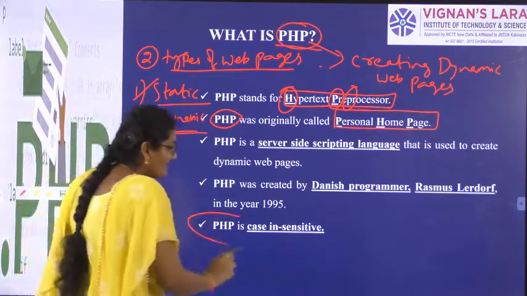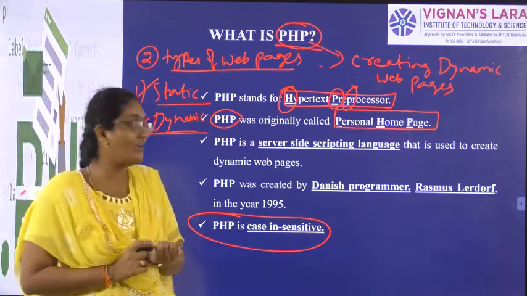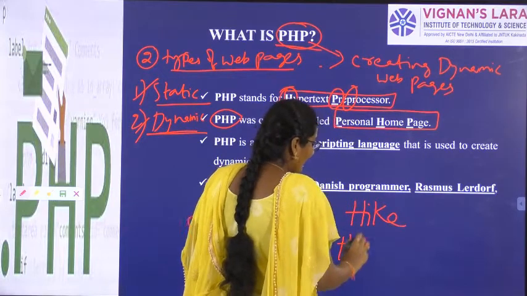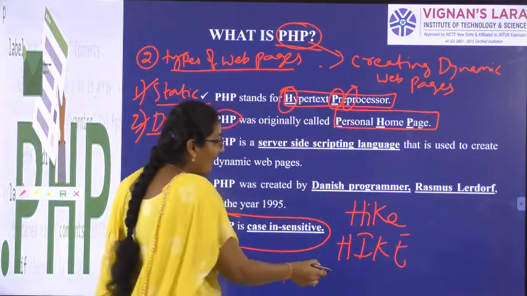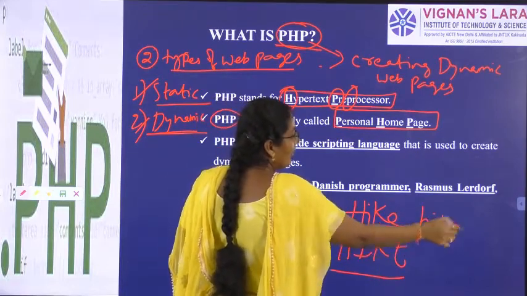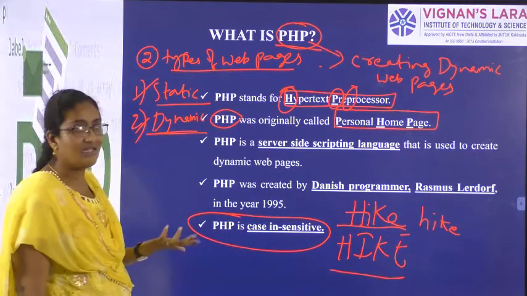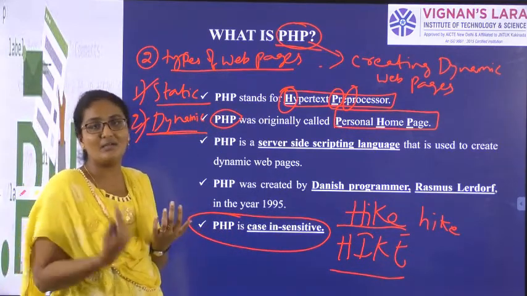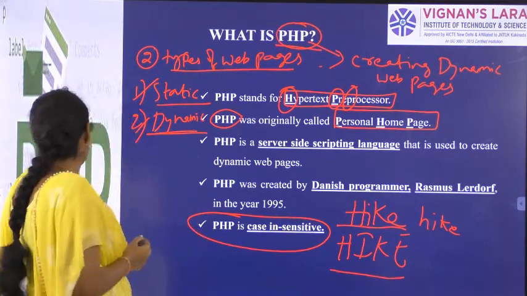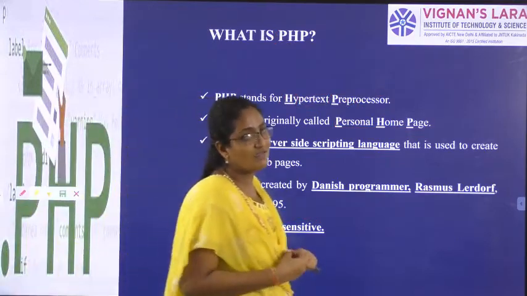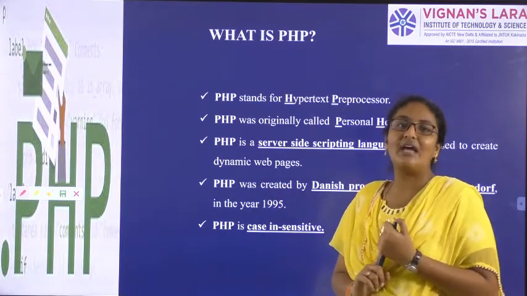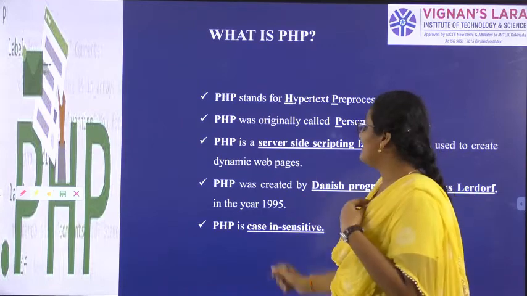And it is case sensitive. What do you mean by case sensitive? As I already told you, there is a difference between all uppercase letters, first word capital, or all lowercase letters. Case sensitive in the sense there is a difference between uppercase and lowercase. Not case sensitive means you can use any kind of letters. So to summarize this, PHP is generally called personal home page. We can also call it hypertext preprocessor. PHP is used mainly for creating dynamic web pages and it is case sensitive.